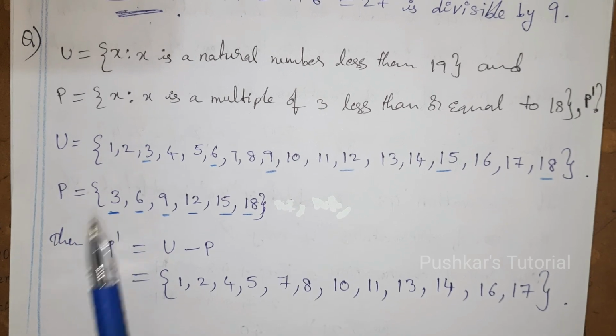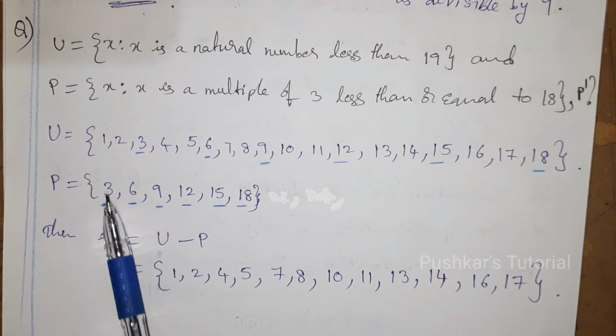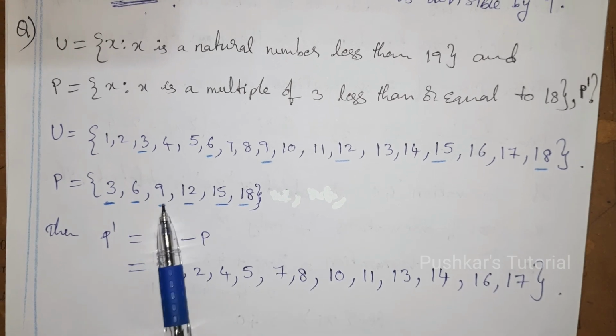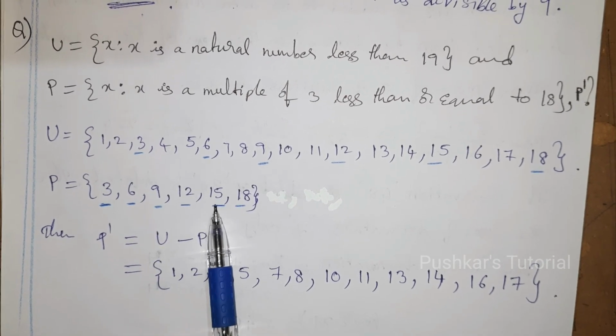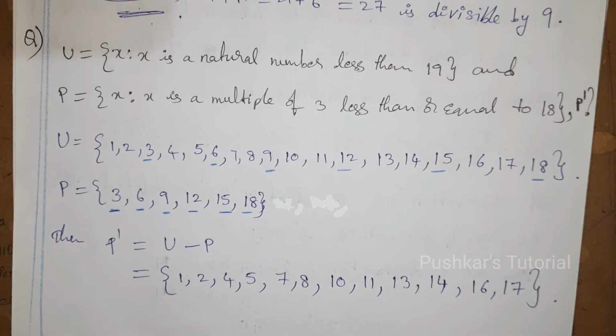Next, P is equal to what? Multiples of 3 table and less than or equal to 18. So 3 1s are 3, 3 2s are 6, 3 3s are 9, 3 4s are 12, 3 5s are 15, 3 6s are 18. We have to stop at 18 only.